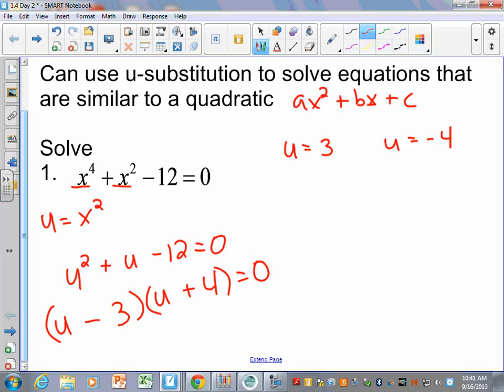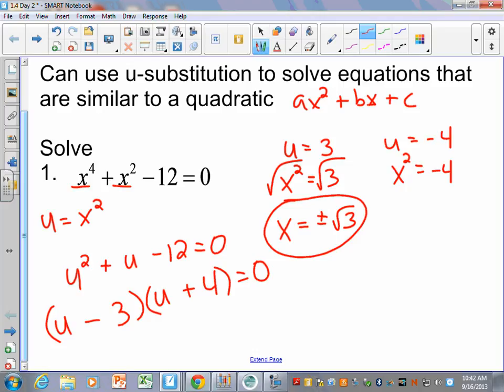The extra part is, I don't want to know what u is. Like, u is just our helpful part. You want to tell me what x is. So at the end, after you do u substitution, you have to go back and replace u with whatever you made it equal to, which in this case is x squared. So if u equals 3, that's the same as saying x squared equals 3 and x squared equals negative 4. And then we're just going to solve that. So to solve this, we're just going to take the square root of both sides, and I get x equals plus or minus the square root of 3, because I can't simplify that anymore.